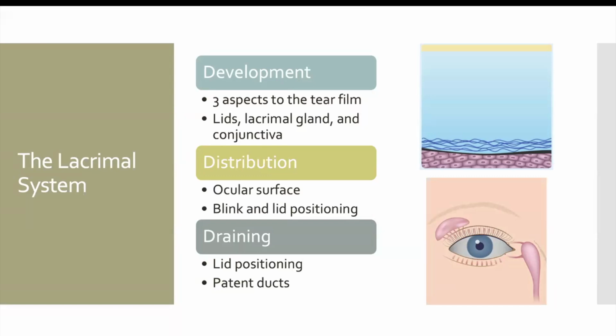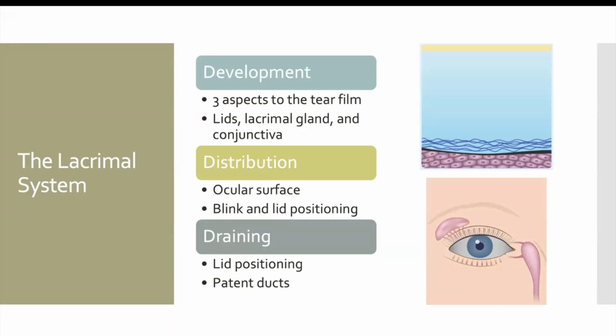You then have the distribution over the ocular surface. Again, any irregularities on the ocular surface matter, and your blinking system moves the tears over the surface of the eye. So any problems with your lid positioning, any problems with your blink, things like a lagophthalmos, are going to affect the distribution of those tears.